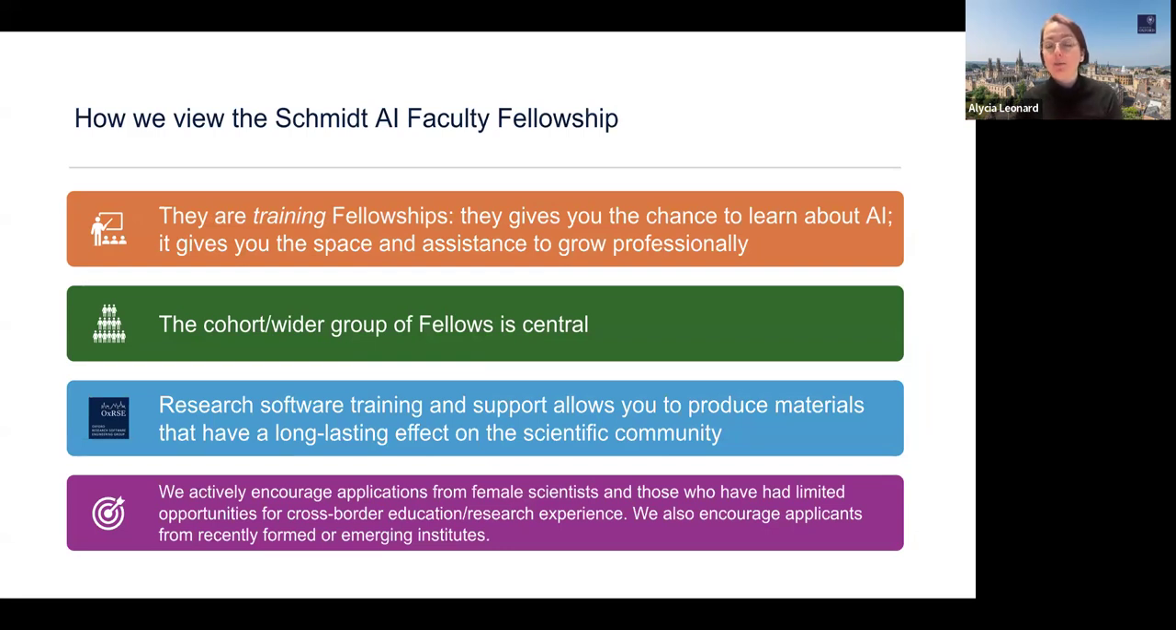We see them as training fellowships, so we want to create an environment where you have space to learn new tools and techniques, to learn from mentors, and from peer-to-peer learning. We want to provide all kinds of space for you to learn and grow, both professionally and technically, within this fellowship. And as part of that, like I said, it's peer-to-peer learning as well. So the cohort or wider group of fellows is essential.